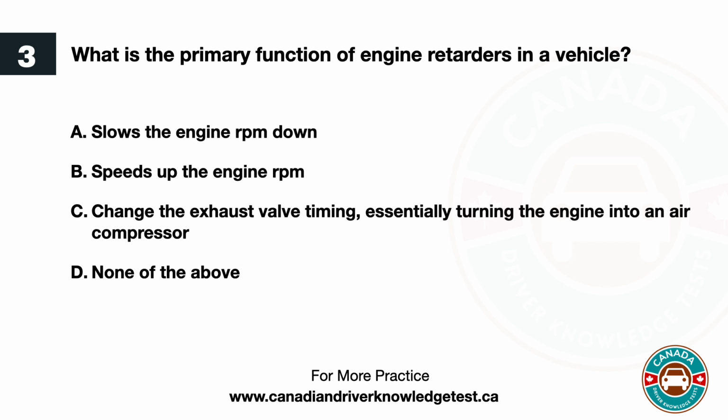Question 3. What is the primary function of engine retarders in a vehicle? A. Slows the engine RPM down. B. Speeds up the engine RPM. C. Change the exhaust valve timing, essentially turning the engine into an air compressor. D. None of the above. The answer is C. Change the exhaust valve timing, essentially turning the engine into an air compressor.